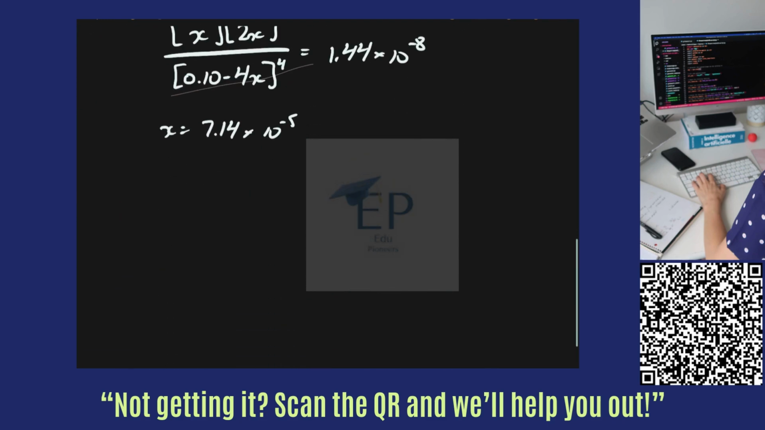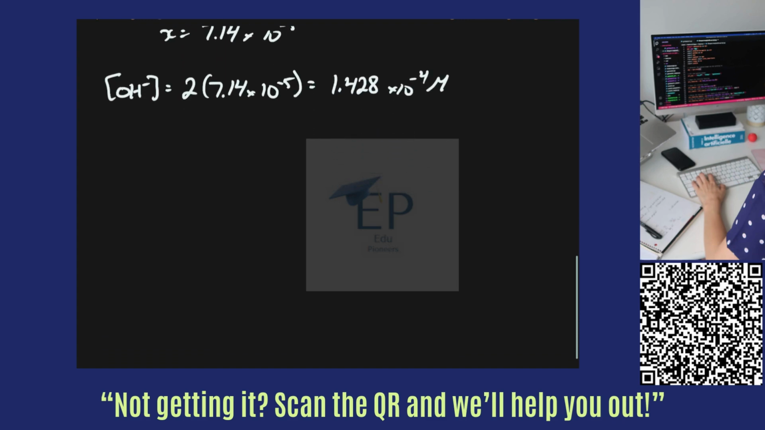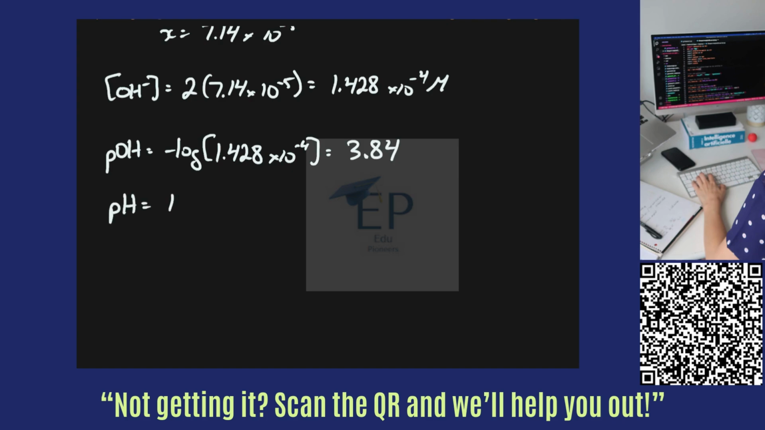Let's go back to our ice table. OH- is 2 times x, therefore the hydroxide ion concentration is 2 times x, and this will yield 1.428 times 10 to the negative 4 molar. And we solve for the pOH, which would be negative log of the hydroxide ion molarity. And we find the pOH is equal to 3.84.